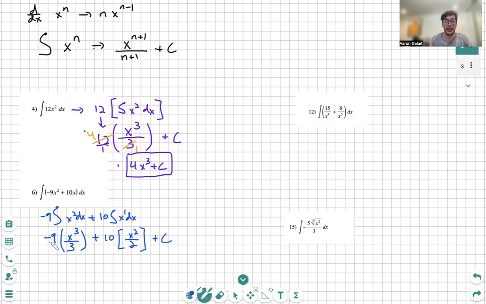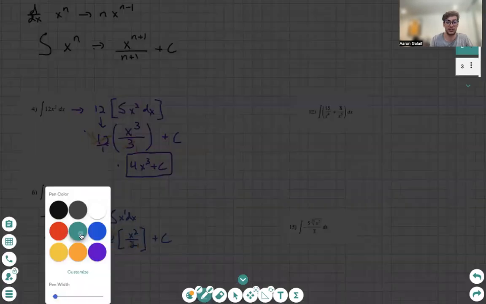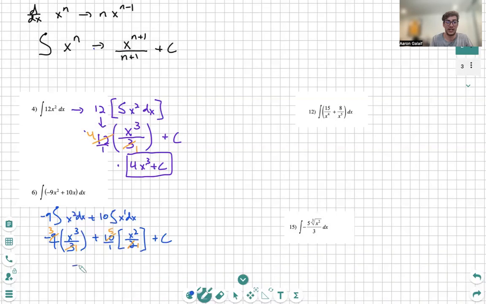Next is our cleanup step. Put 1 over any fractions and cross cancel anything that can be cross canceled. So we'll see that this turns into -3x cubed plus 5x squared plus c. And that is my final answer.